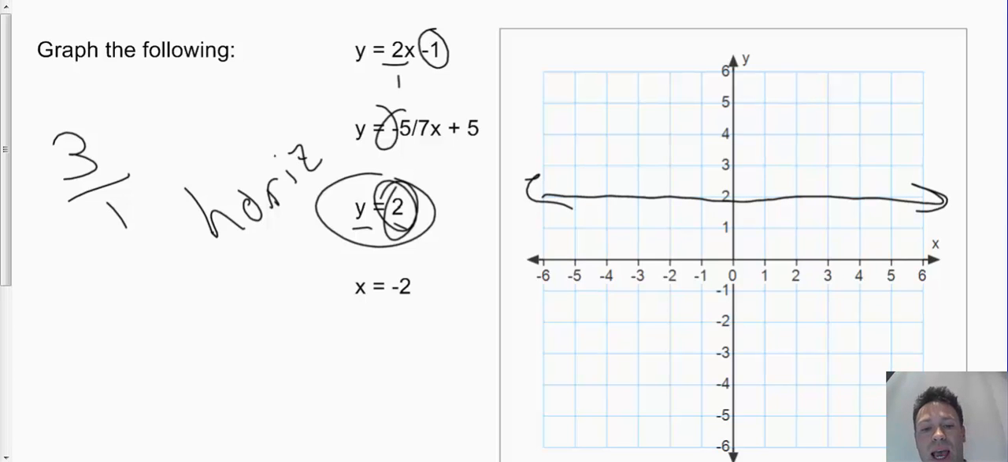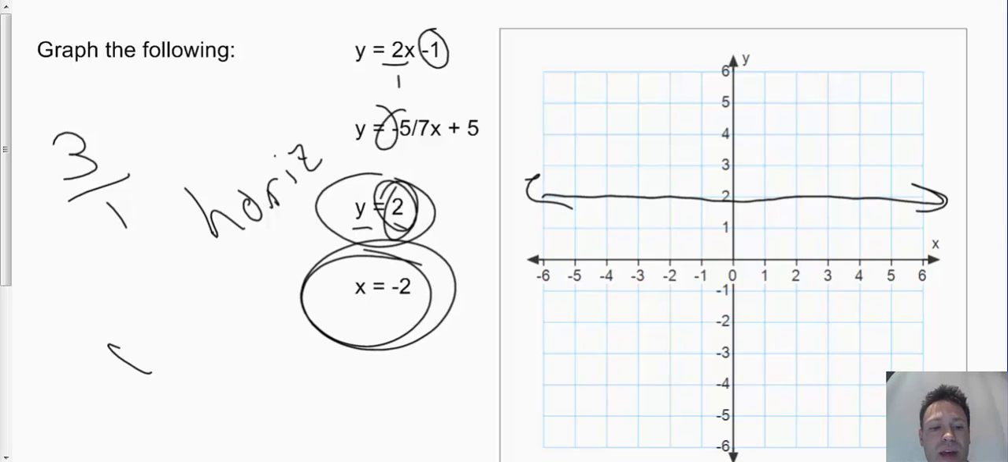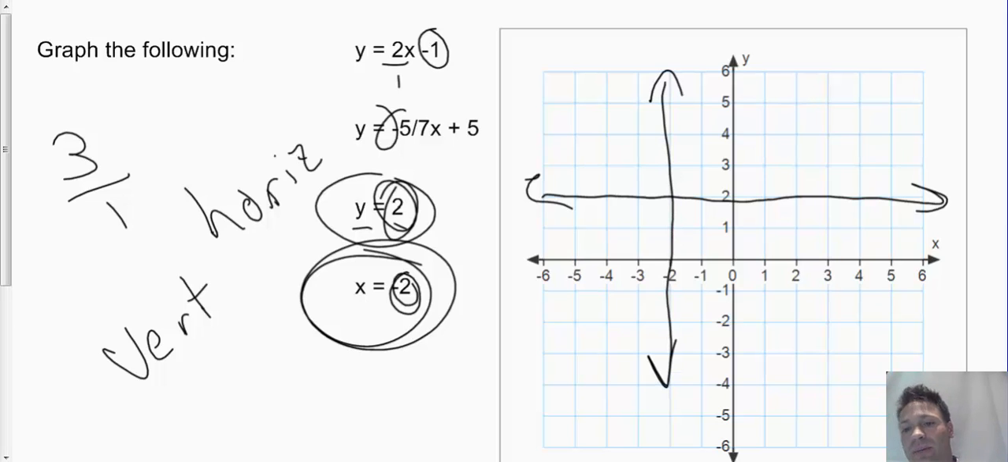X is equal to -2. That's a vertical line. Vertical line. And it only goes through the x-axis. So if you see x equals, it only goes through x. And where does it go? It goes through -2. -2 is there. There's my vertical line. I'm going through this stuff kind of fast because it is review, but if you need to, stop and pause it and get that information down, go ahead.